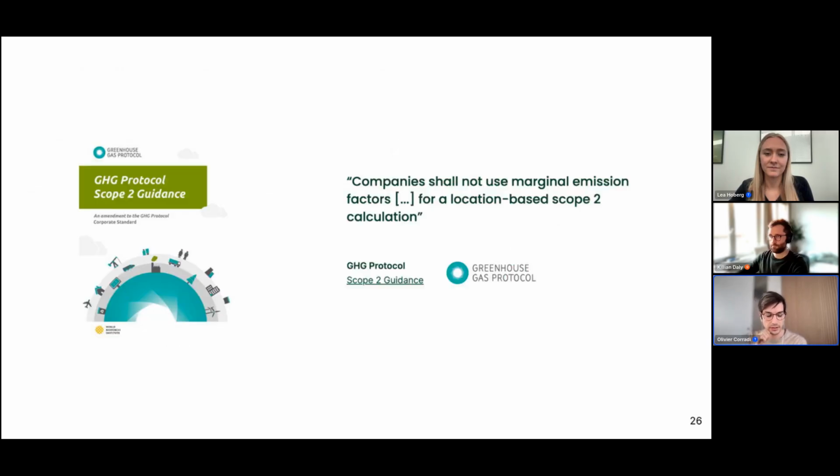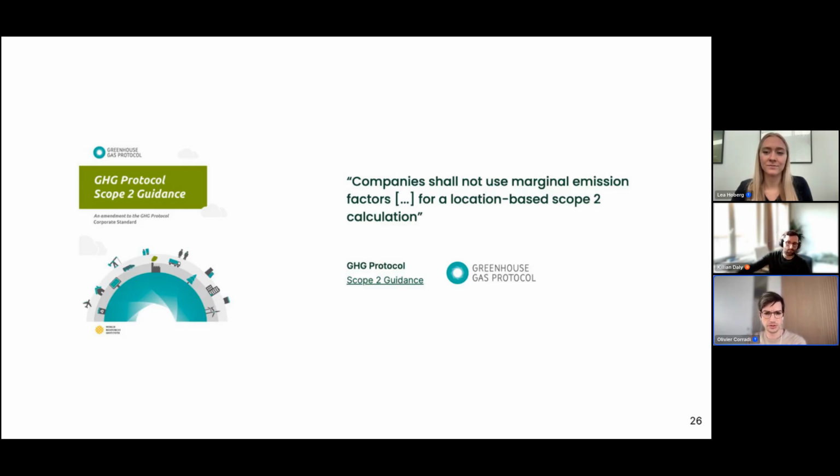Actually, I think we have a slide here. This is a direct quote from the Greenhouse Gas Protocol saying companies shall not use marginal emission factors for location-based Scope 2 calculation. The Greenhouse Gas Protocol has actually another guidance for the use of marginal emission factors. We're not going to dive into that in this particular session.